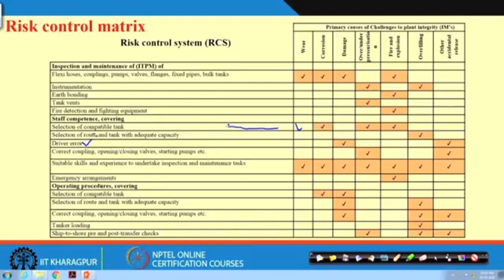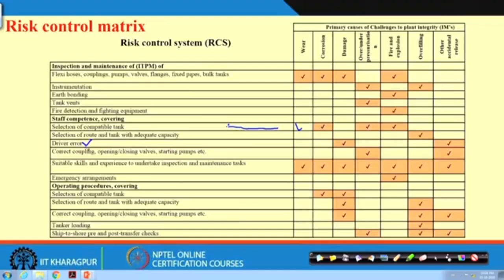Suppose driver error is one of the things under staff competence. If the initiating mechanism is damage, how will it be damaged? Drivers hitting the pipes. That is why we have taken driver error under staff competence. It will be applied to damage.